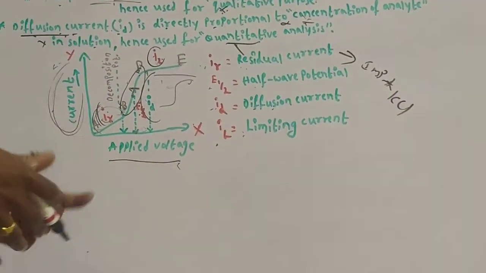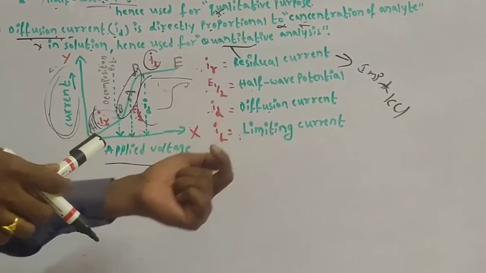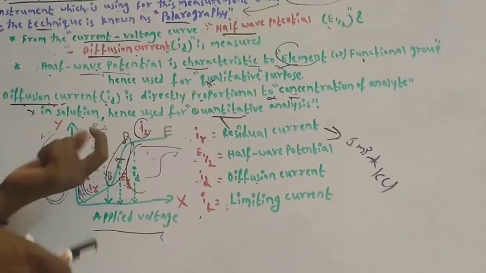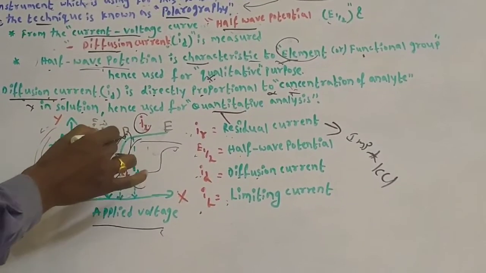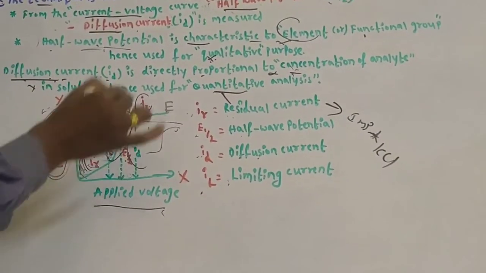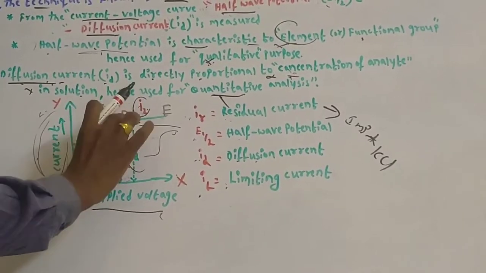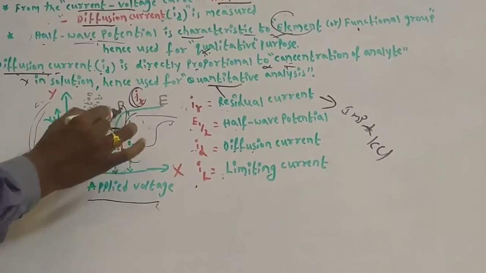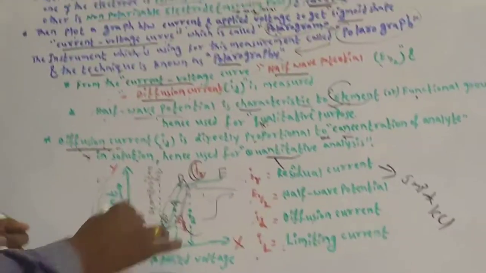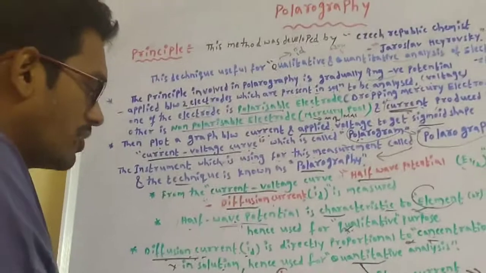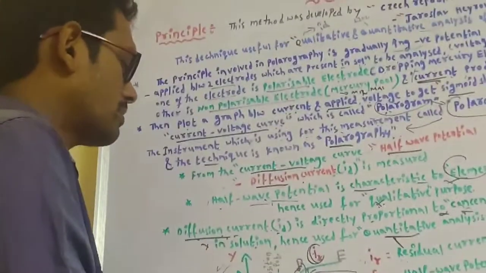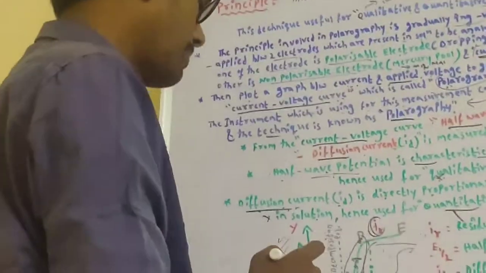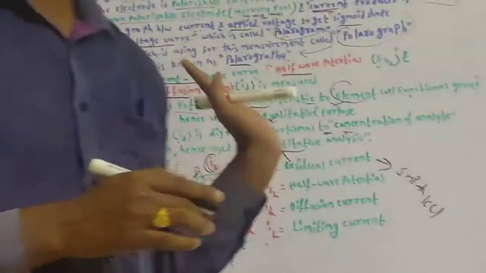In the next class, I will explain the instrumentation of polarization, and the main thing is everybody should remember this graph. Here, from B to D, the sudden increase in the current is the diffusion current. The difference between the limiting current and residual current is known as diffusion current. If you measure diffusion current, that is directly proportional to the concentration. If you measure E suffix half, that is the qualitative aspect, specific to the functional group or element present in the sample. This is the principle of polarization.